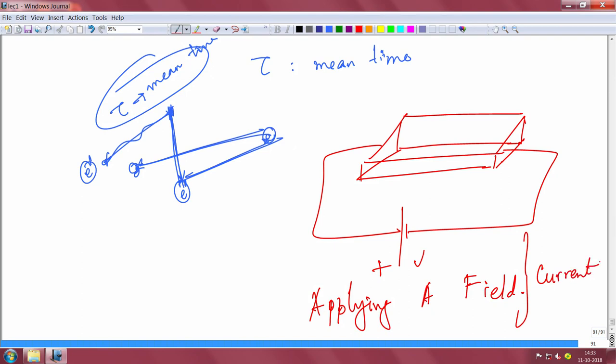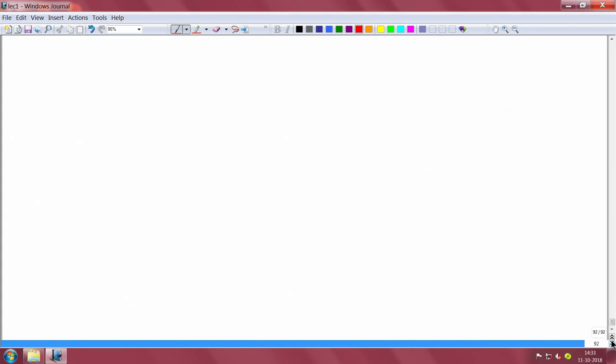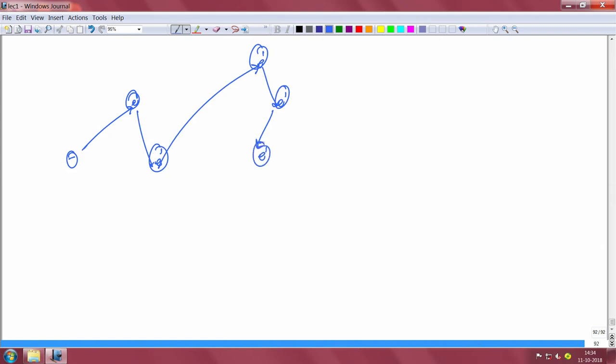What is happening then? Initially there were random thermal vibrations or random thermal motion that was not carrying any current, but now there will be current. What is happening is that the moment you apply a field, there will still be collisions. So the electron is here, suppose it scatters, scatters again, scatters, scatters, keeps scattering.